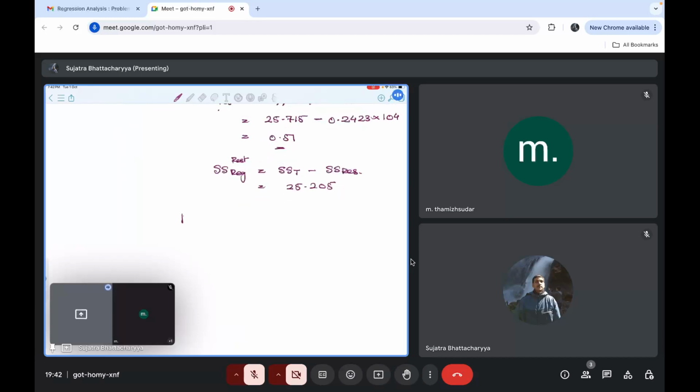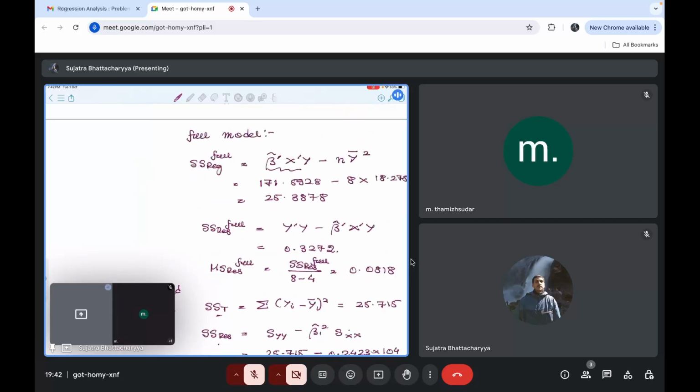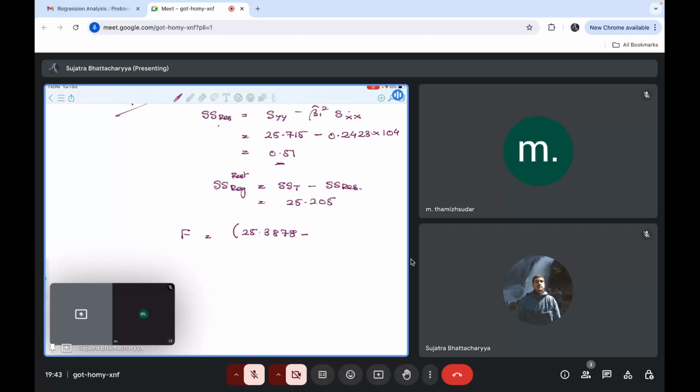Now you can calculate F, which is 25.3878, coming from the SS regression of the full model, minus the SS regression of the restricted model, divided by 2 degrees of freedom. We have seen this. Okay. And MS residual finally for the full model. Once you do it, it will come out to be 1.1173.